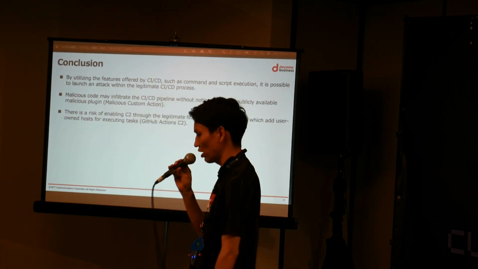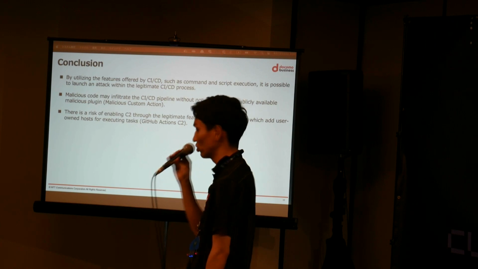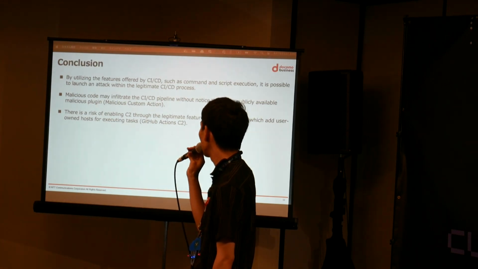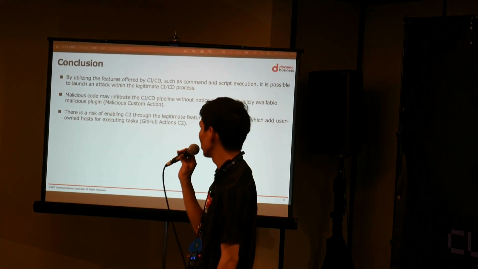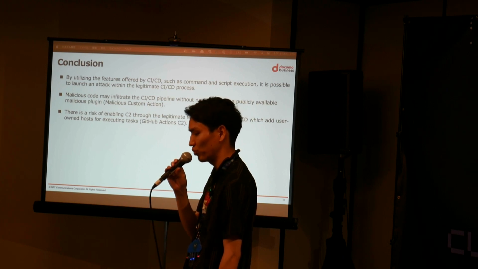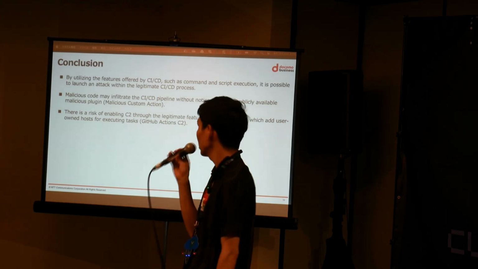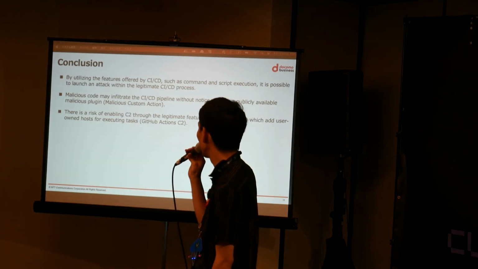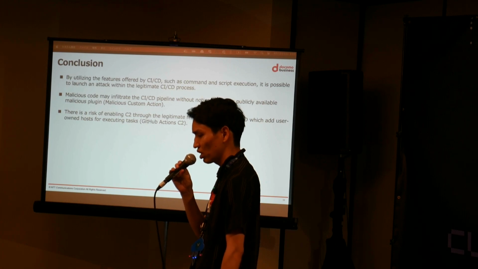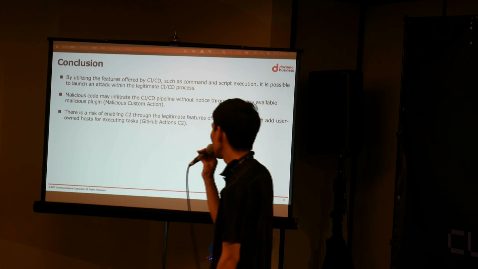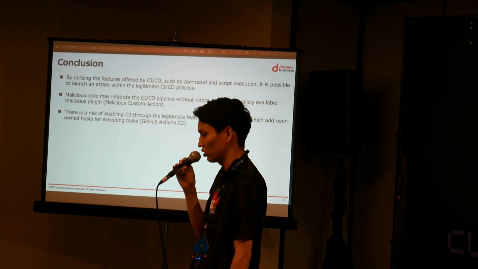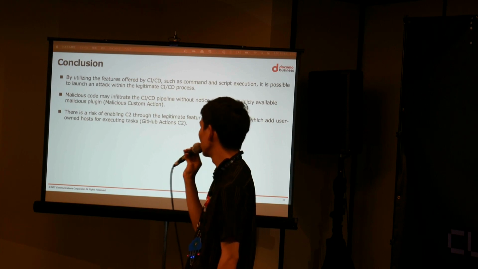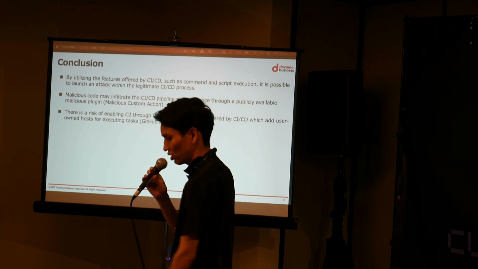So I end with a conclusion of three points. Firstly, by utilizing features offered by CI/CD, such as command and script execution, it's possible to launch attacks within the legitimate CI/CD process. Second, malicious code may infiltrate the pipeline without notice through a publicly available malicious plugin. We introduced this as a malicious custom action. And the last point is that there's a risk of enabling C2 through legitimate features offered by CI/CD, which are the user-owned hosts for executing tasks.